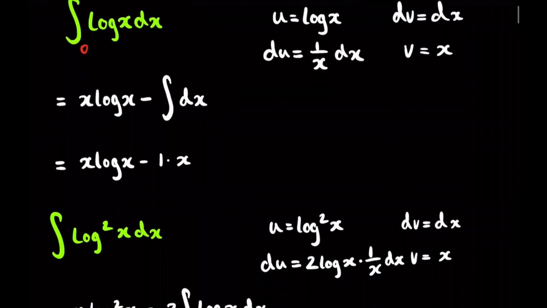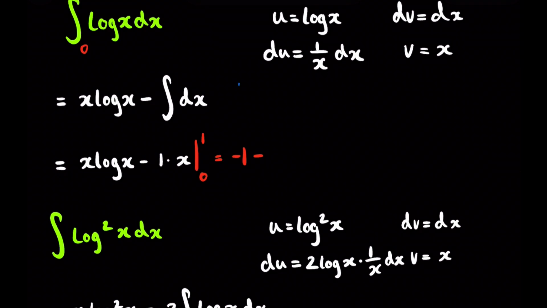Well, let's see. If we evaluated this result from 0 to 1, we would get 1 times log of 1 minus 1 times 1. Log of 1 is just 0, so we have 0 minus 1, which is a negative 1, minus, now we got to evaluate this at 0. We get 0 times log of 0, and log of 0 is negative infinity.